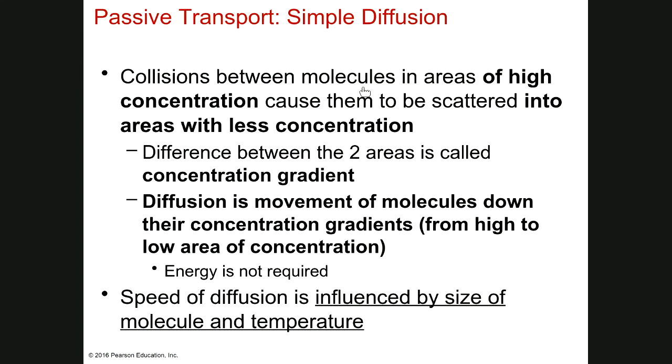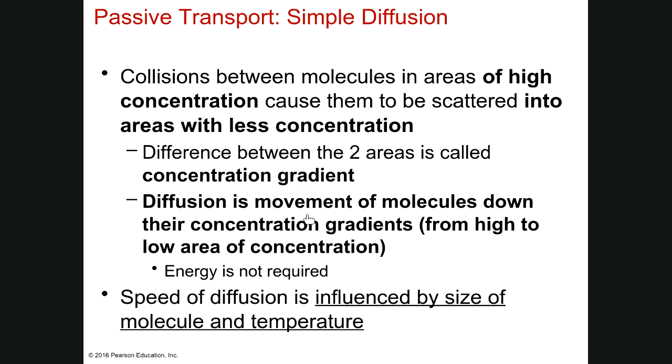So what ends up happening is, let's say we have collisions between molecules in areas of high concentration. Let's say we have a whole bunch of sodium inside the cell, for example. If we have a high concentration of sodium inside the cell, and on the outside we have a low concentration of sodium, well, this means there's a difference in concentration of sodium on the inside versus the outside. When we have this difference in concentration of a solute between two areas, we can say that we have a concentration gradient. Gradient really just means, yes, there is a difference in the concentration. Difference is what this really means.